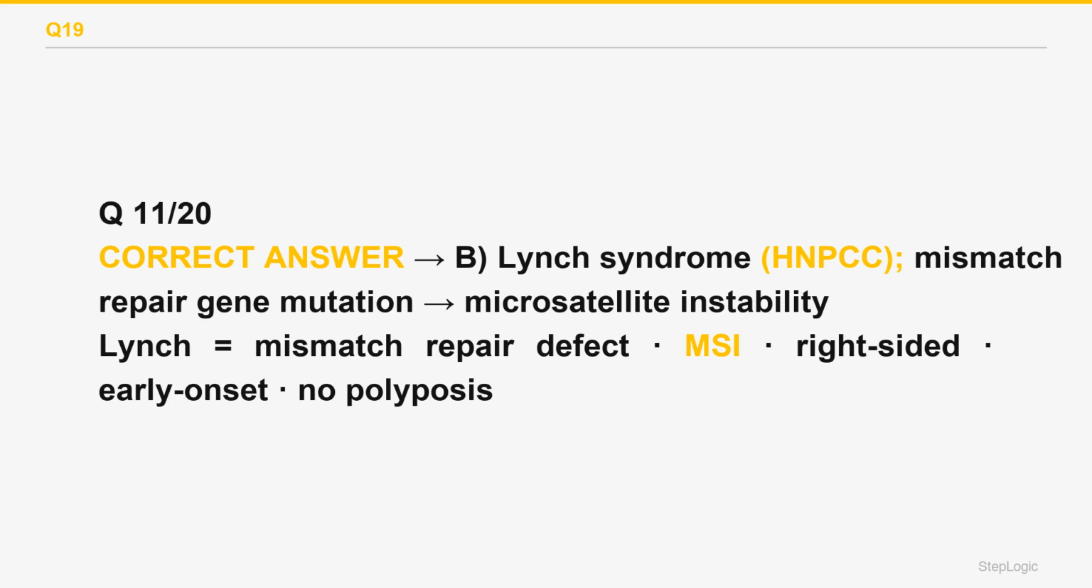And sporadic colon cancer follows the APC, KRAS pathway. The mismatch repair defect with microsatellite instability, right-sided cancer, and no polyposis identifies Lynch syndrome.